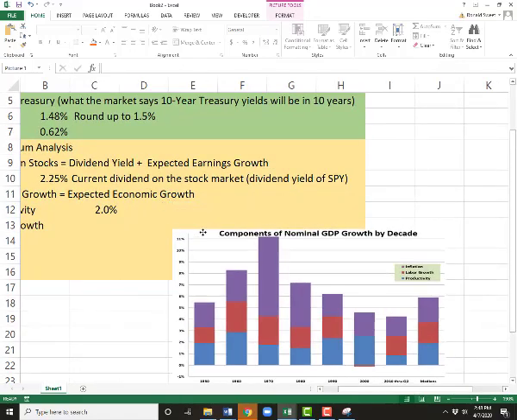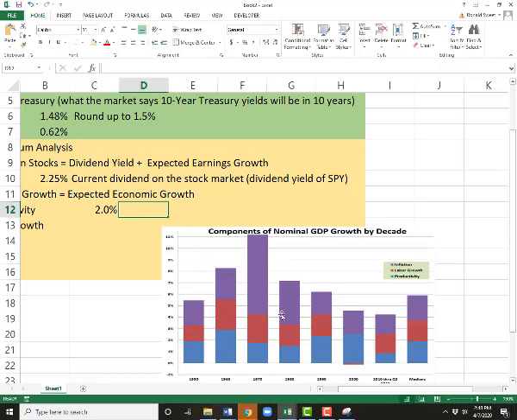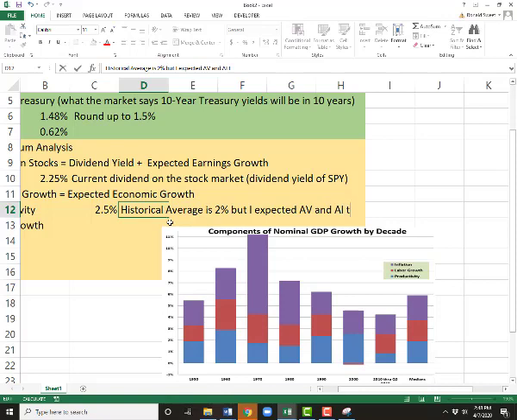But the historical average has been about 2%. You might be able to argue, say, 2.5%, but maybe I expect autonomous vehicles and artificial intelligence to push to higher productivity, whatever you want to say. But some rationale.